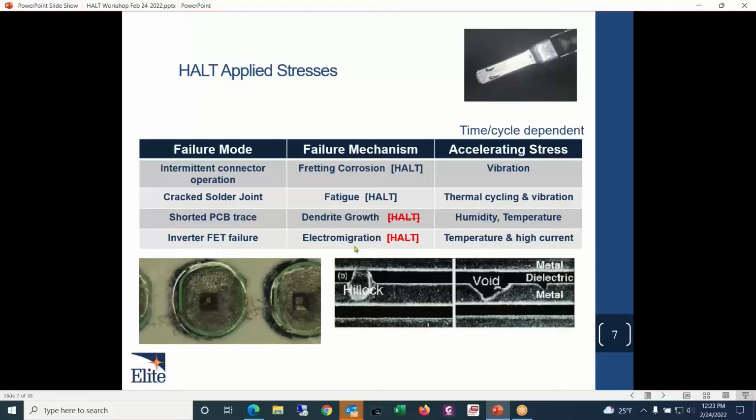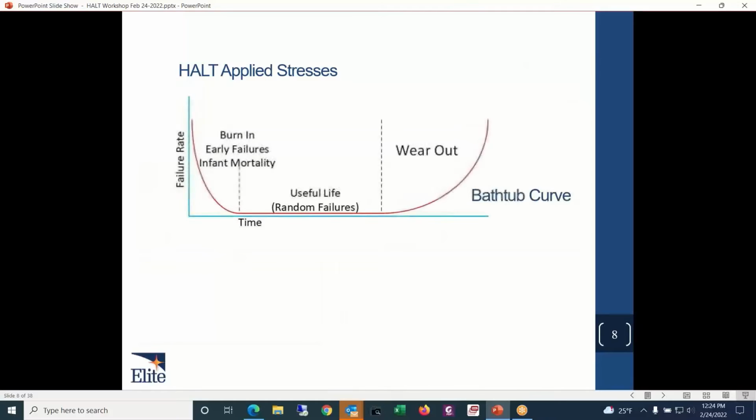Electromigration is another underlying failure mechanism that is pretty well documented for high current types of electronic products. You'll see failures at FETs and other current carrying components. But again, electromigration is something that takes time and it takes elevated temperature. In fact, it may take weeks and perhaps months of time and high current to create that particular failure mode. So these would not be effective HALT stresses, but they are things to consider.